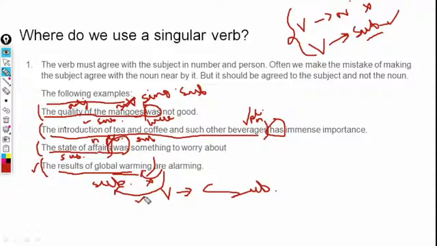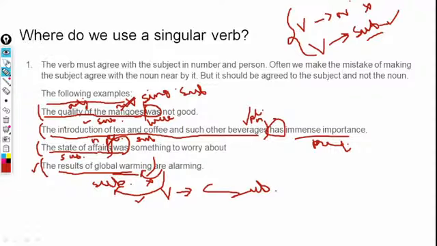So these are the places that you have to keep in mind. Our first rule is to know that the verb has to agree with the subject. Subject and predicate are the two parts of a sentence. This is the predicate. And this is the subject. If the subject is singular, our verb will be singular. If it is plural, our verb will be plural. I hope this is clear.